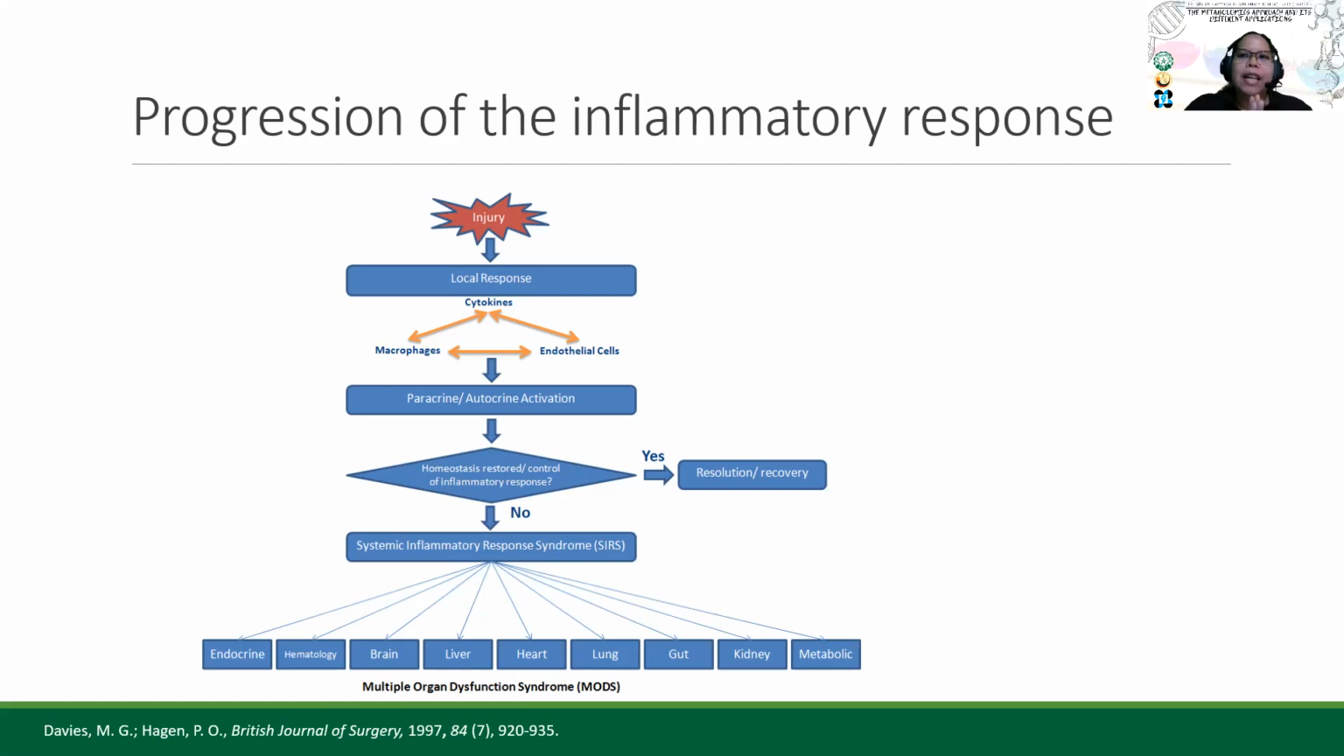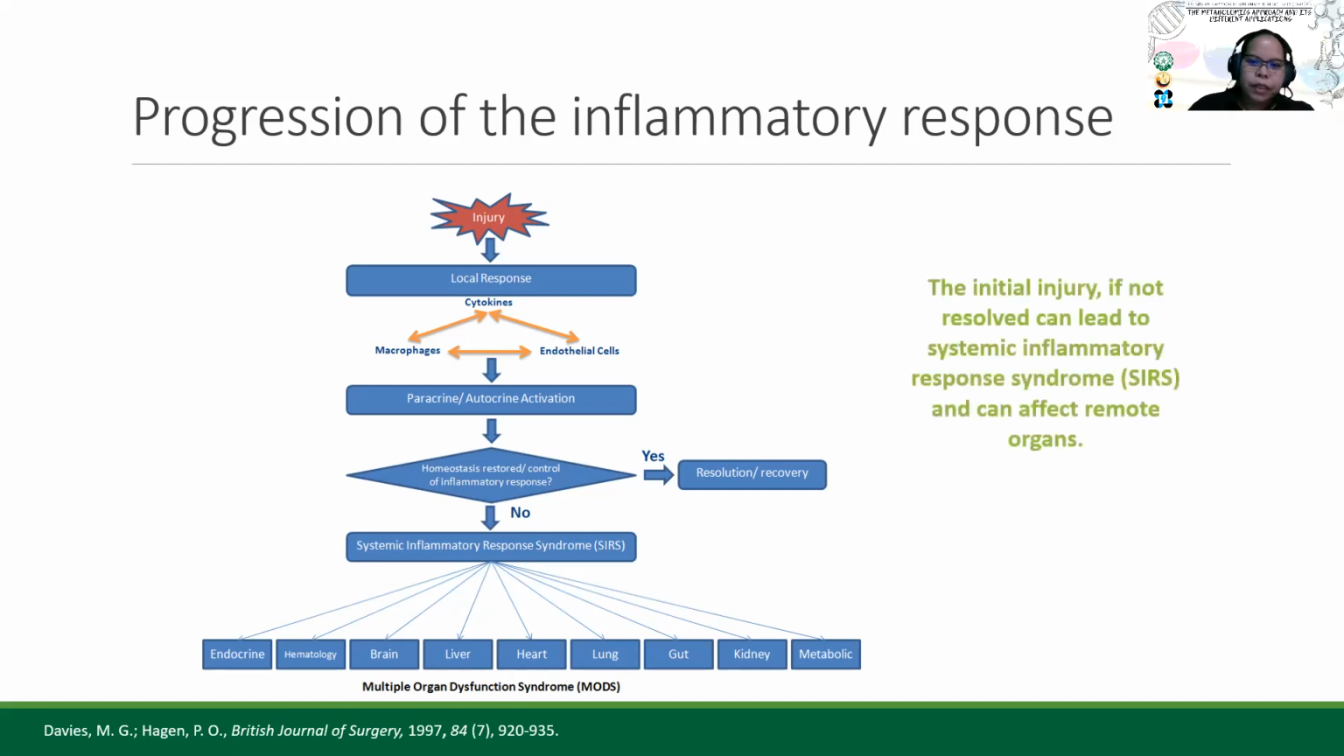So on one hand, it can be useful. It is actually an integral part of our wound healing response. But on the other hand, if it proceeds uncontrolled, it can lead to a whole slew of different complications. And so from here, you can see that if an initial injury is not resolved, this can proceed to SIRS and affect remote organs and cause multiple organ failure or dysfunction.